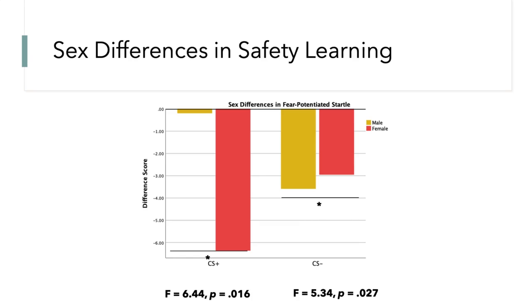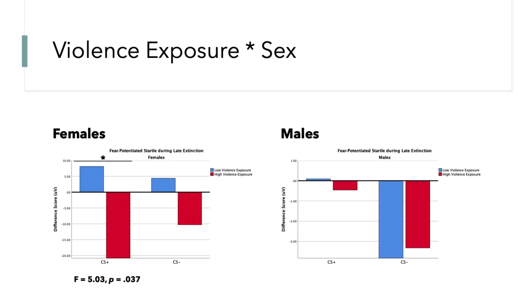extinction. When we break this down by sex, we can see that females with higher violence exposure demonstrated lower fear potentiated startle to the CS plus cue compared to females with lower violence exposure. So, among females in this sample, higher violence exposure had a negative association with the acoustic startle reflex, evidently showing better extinction. This may be due to potential increases in hypervigilance among individuals with greater experiences of violence, where they are paying attention to the task more than their peers with lower experiences of violence.